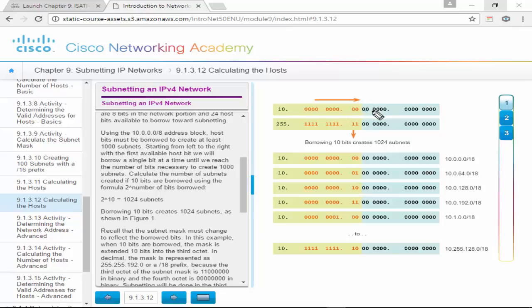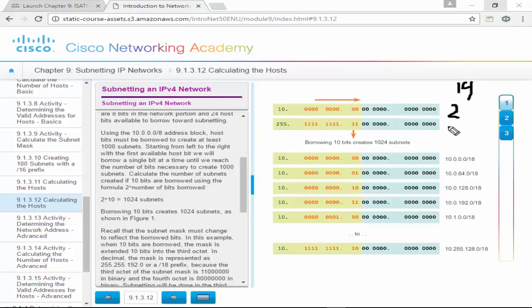1, 2, 3, 4, 5, 6, 7, 8, 9, 10, 11, 12, 13, 14. That can't be 14, can it? Okay, 6 plus 8. Yeah, that is 14. So 2 to the power of 14. Isn't that what we just had? And so it would be 1,000, 2,000, 4,000, 8,000, 16,000 hosts, I believe.